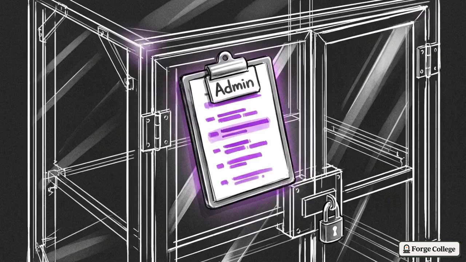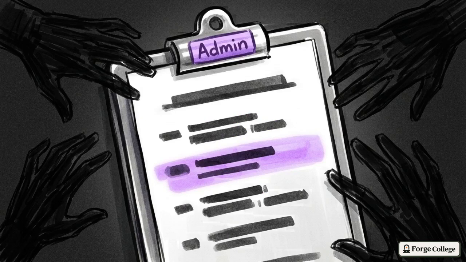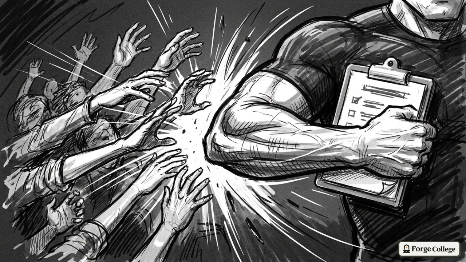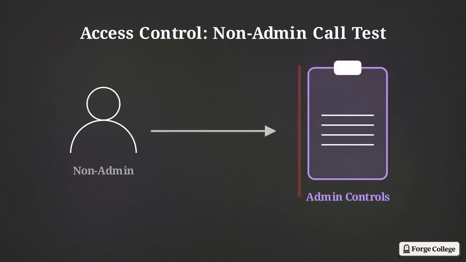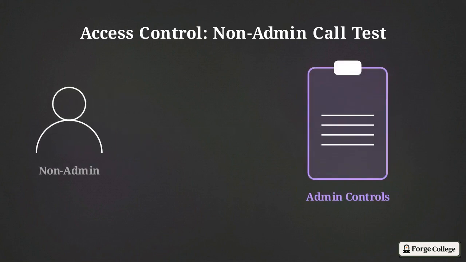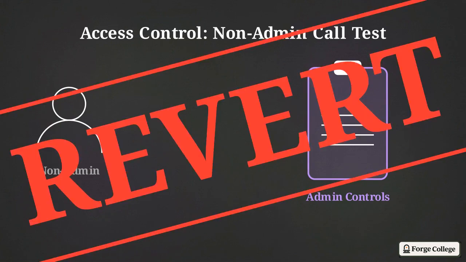Knowing how people get on the list is great, but we also need to strictly control who is allowed to hold the clipboard. These access control concepts are things we dive into extensively in our Forge College courses because they are common targets for exploits. Look at this interaction on screen. This is a non-admin call test. We're simulating a random person trying to grab the purple admin clipboard to change the rules. The test specifically checks that they get bounced immediately, triggering that massive revert stamp.